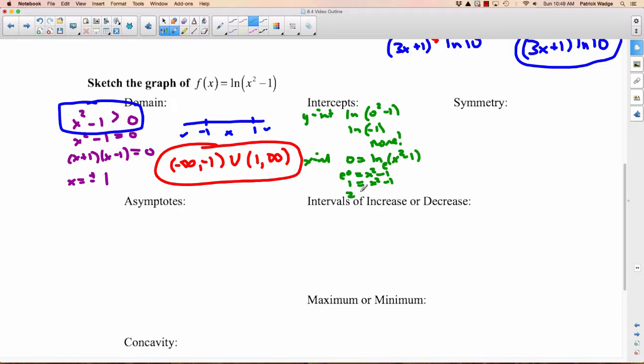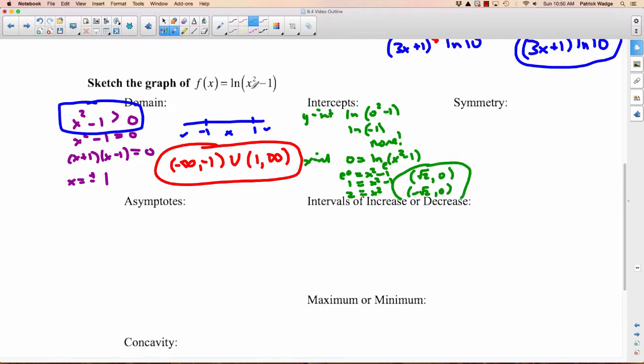Move the 1 over, you get 2 equals x squared. Take the square root, you get plus or minus 2. So our x-intercepts are root 2. Did I say plus or minus 2? Should have been plus or minus root 2, right? So root 2, 0, and negative root 2, 0 would be our intercepts.